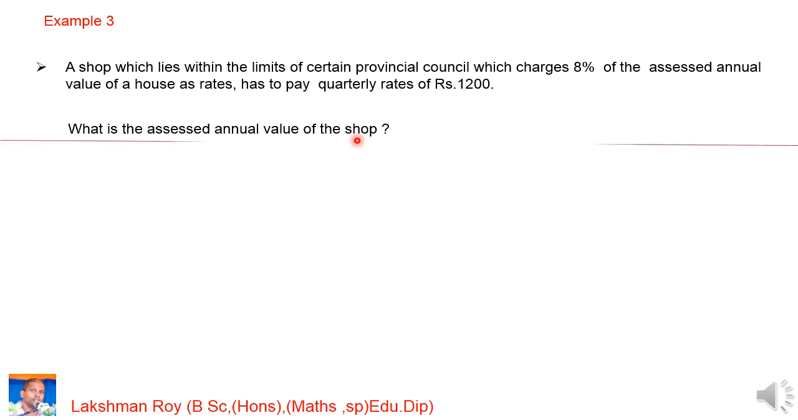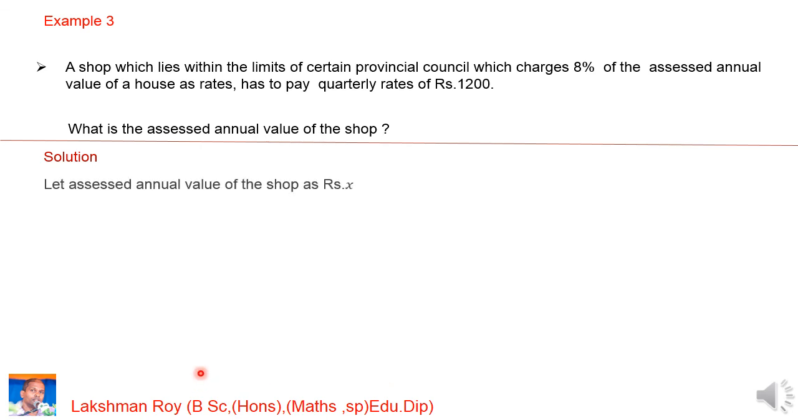So that is an important question, a difficult one, right? Let's see. If you go to the solution, students, you can see they ask what is the assessed annual value of the shop. So we want to find the assessed annual value of the shop. I'll explain one method, so let's see if you can understand. I let the assessed annual value of the shop be rupees x. Because to find the assessed annual value of the shop, I take it as x rupees in an algebraic symbol, right? So I'll try to find x.